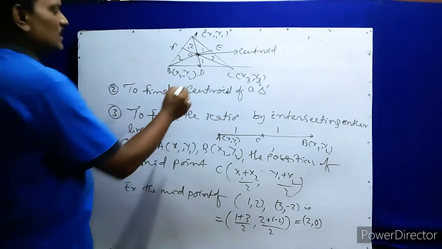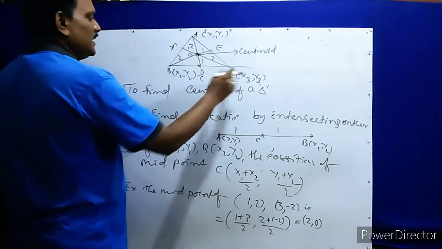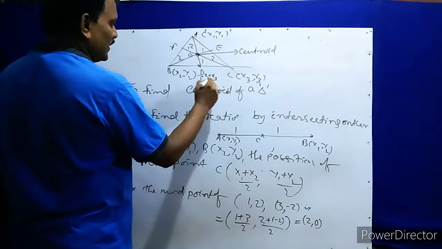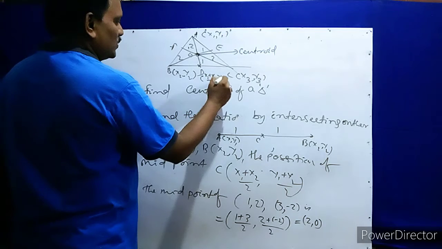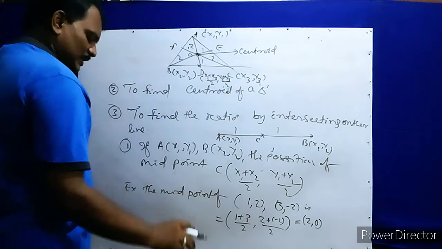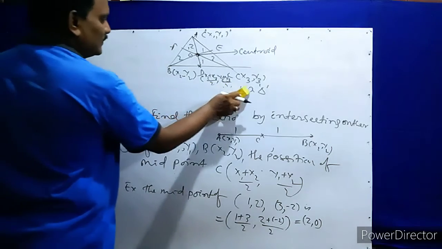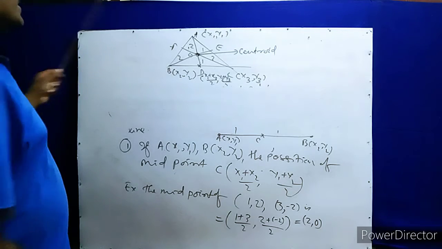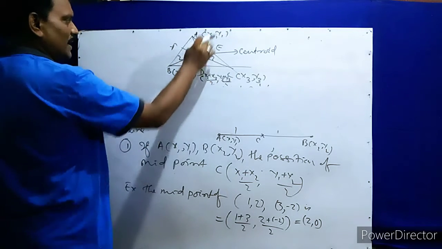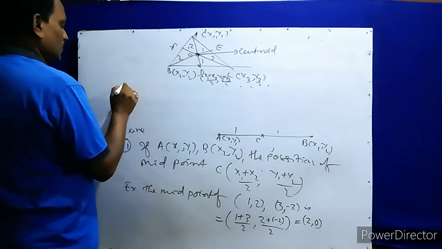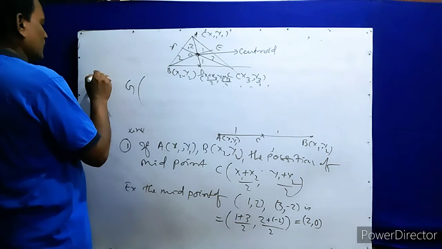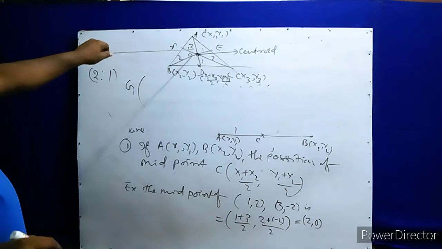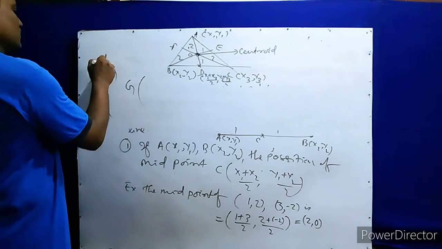Before finding this, first of all you find the mid value of this point and this point, which is x2 plus x3 by 2, y2 plus y3 by 2. This is the mid value. At what ratio? A 2:1 ratio. At 2:1 ratio, 2 into this point plus 1 into this point. So for centroid G, the ratio 2:1 is always constant. For every triangle it is 2:1.